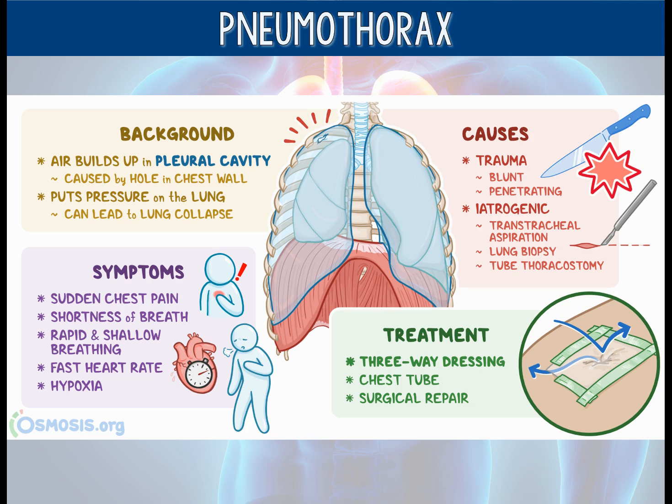I think this picture gives you a picture of a tension pneumothorax, where the air builds up in the pleural cavity, and because there's a hole there, it could be from some kind of trauma. It could be some patient got stabbed or got hit in the chest, and that pneumothorax happens. We talked about iatrogenic causes also, and all the symptoms and how we deal with it.